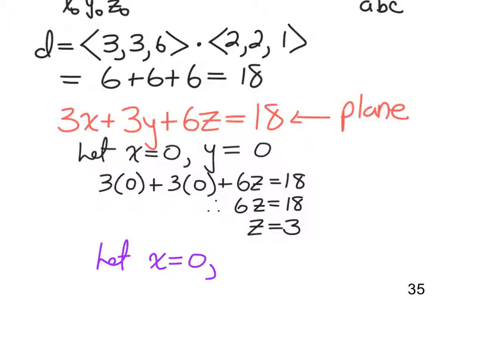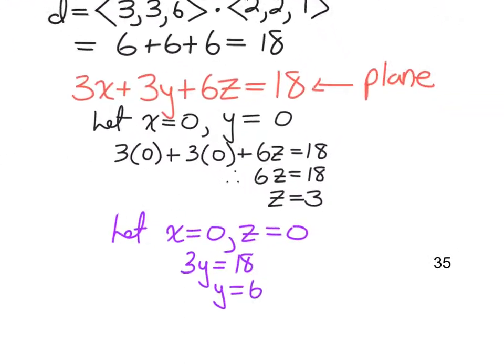I'll let x equal 0 and z equal 0. In which case, just to cut to the chase here, in my plane equation, x and z are going to zero out, in which case the only thing that's going to remain is y. So 3y is equal to 18, and so y would be equal to 6. And so would x, right?